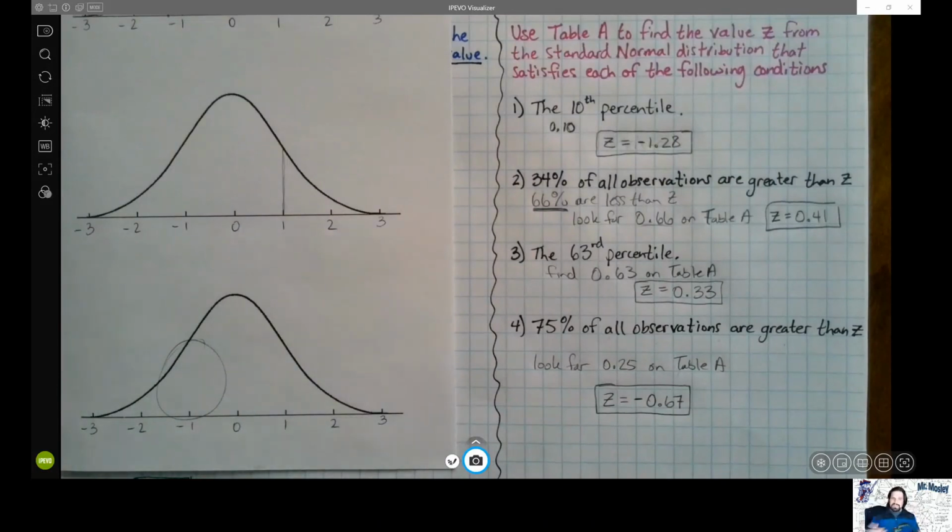Right? And that is how you use table A to find the z-score that goes along with a given percentile or percentage of observations. Right.